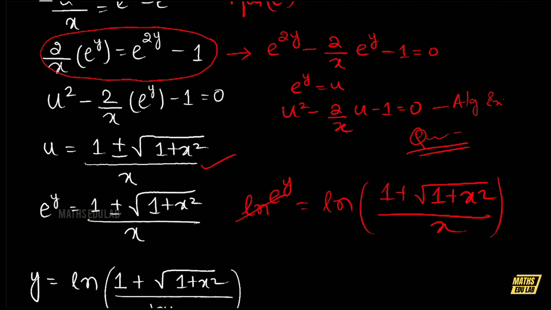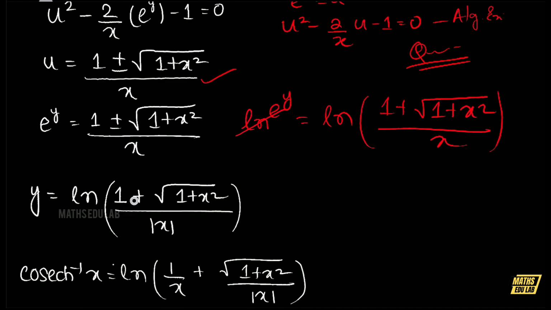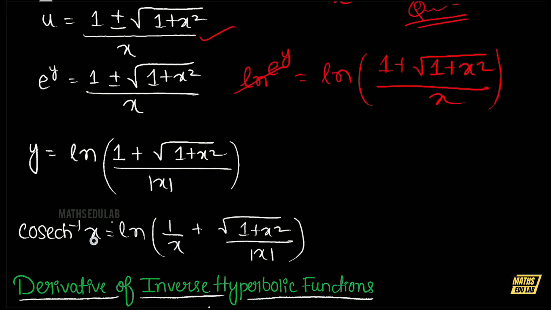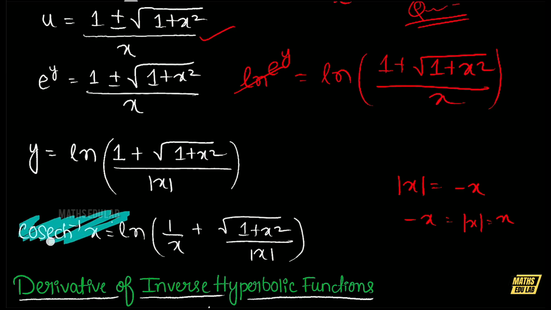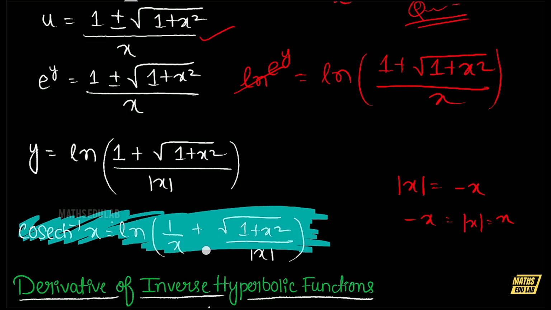Then the ln values will get cancelled out, and the remaining will be y equals ln of 1 plus root over 1 plus x square upon mod x. So the cosech inverse x value is equal to ln of 1 upon x plus root over 1 plus x square by mod x. Here mod is used because if we have any negative terms, suppose minus x is given, if we apply mod, then the value will be positive only. So this is the cosech inverse formula. So these are the inverse functions, and you will get these as long questions for your exams also.